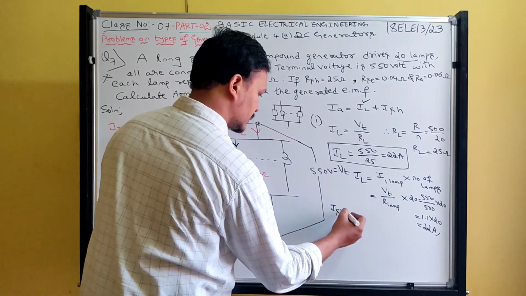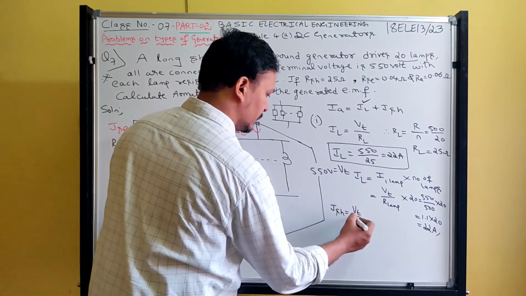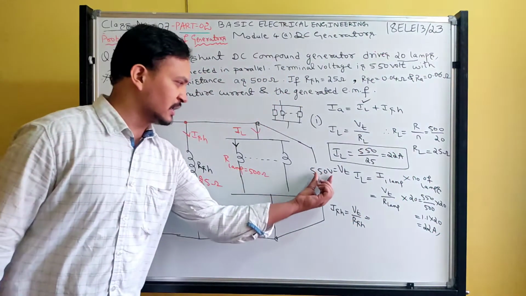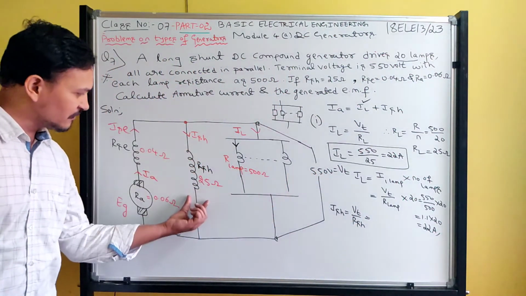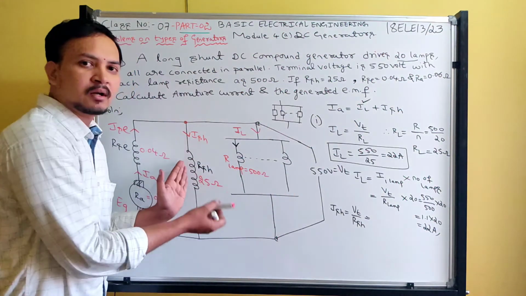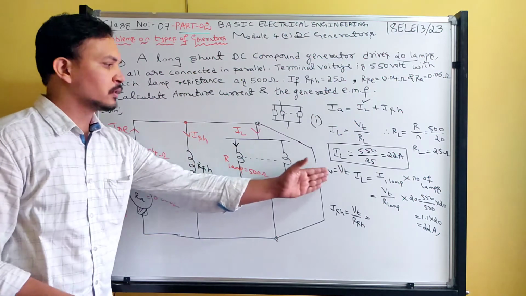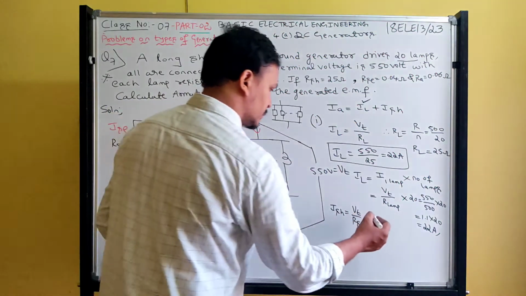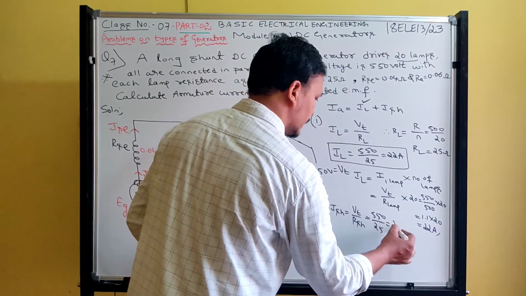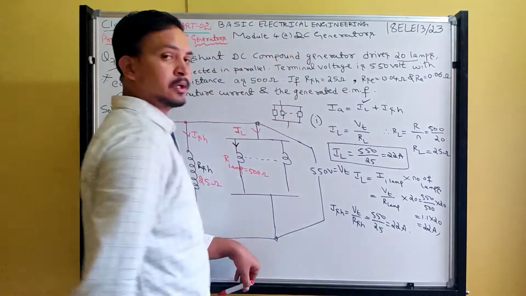How to calculate the shunt field current? Vt by RSH. Vt is 550, and the shunt field resistance is 25. The load resistance and the shunt field are connected in parallel, so obviously the voltage will be the same. Voltage by resistance, 550 by 25, we again get 22 amperes.